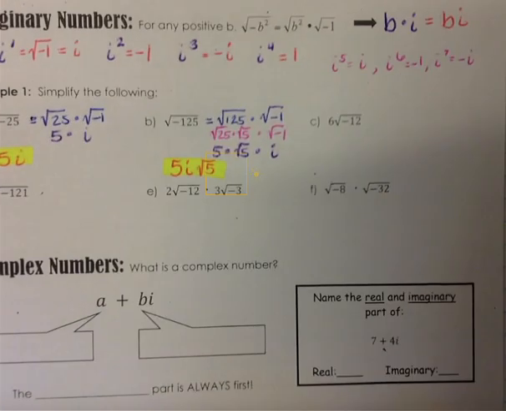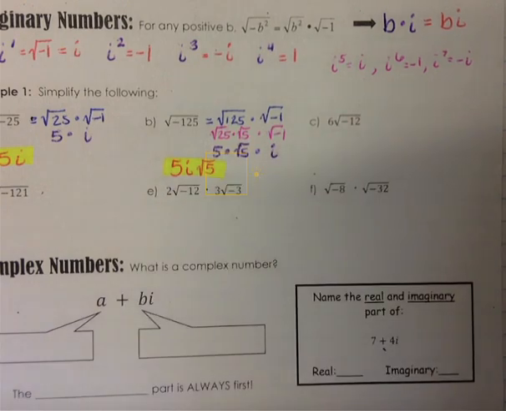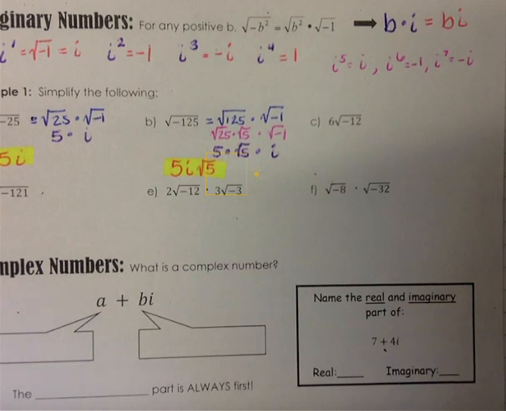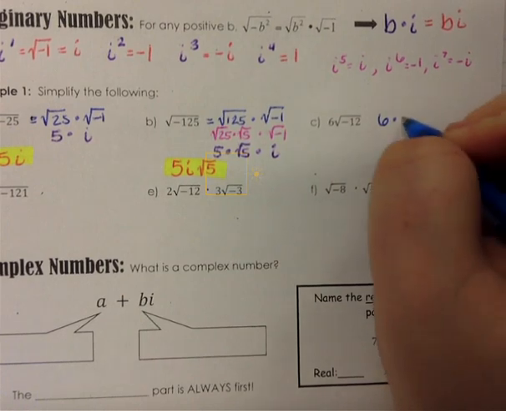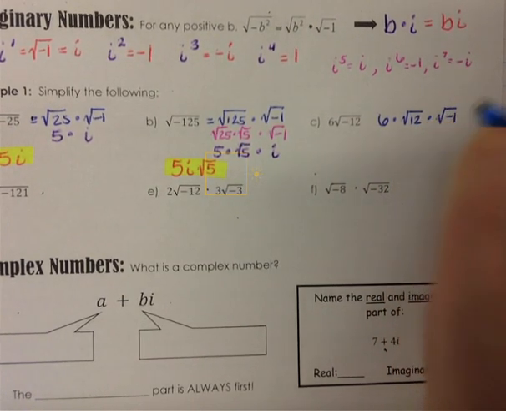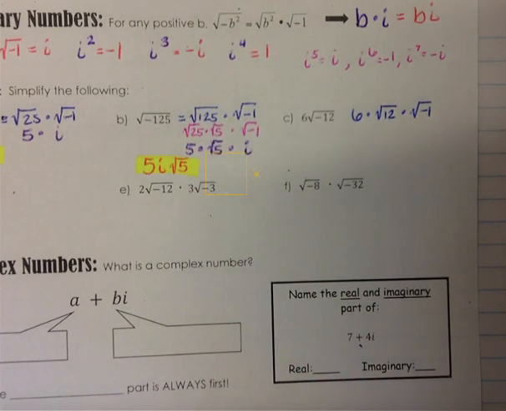Okay. On this next one, this is 6 times the square root of -12. So that 6 is still your coefficient. It's still on the outside. So we have 6 times the square root of 12 times the square root of -1. So we want to do the square root of 12. So 12 we would start with divided by 9. 12 divided by 9 does not work. 12 divided by 4 does work.